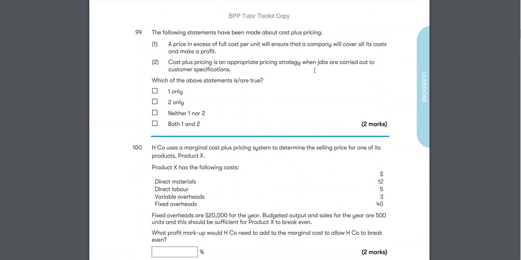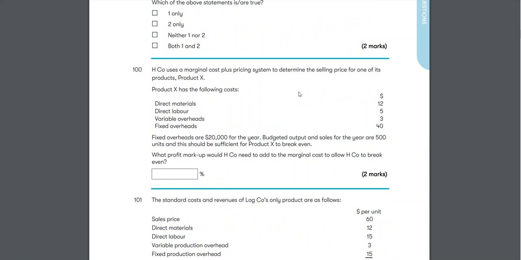This relates to target costing. I believe you've already done it, so I will skip it. What profit markup would HCO need to add to the marginal cost to allow HCO to break even?